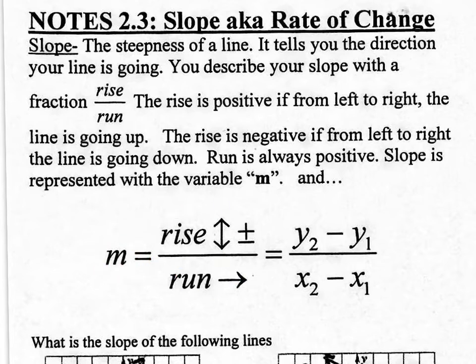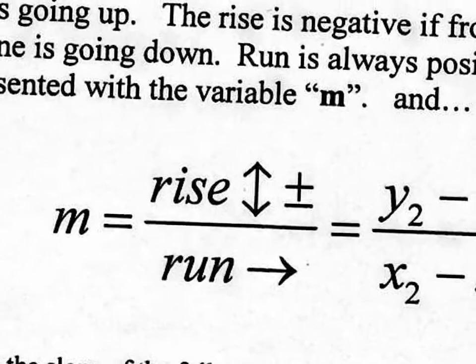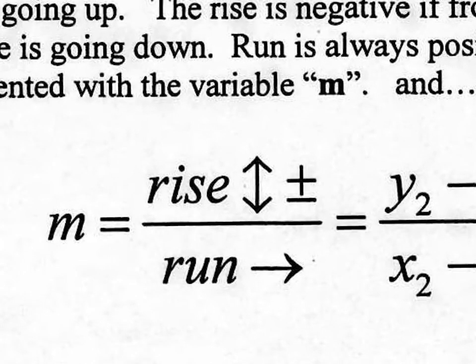Now keep in mind, maybe we want to scratch this out, because all you really want is to understand that if it's going up, it's positive. If it's going down, it's negative. And the run is always positive. We're going to be looking at lines always from left to right.